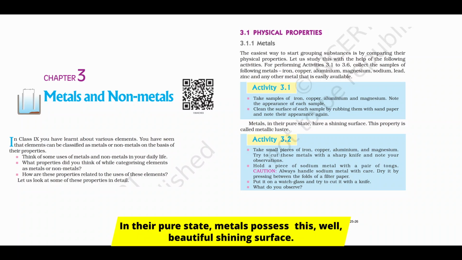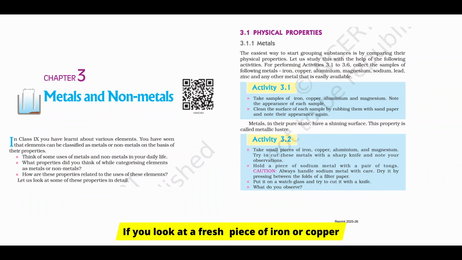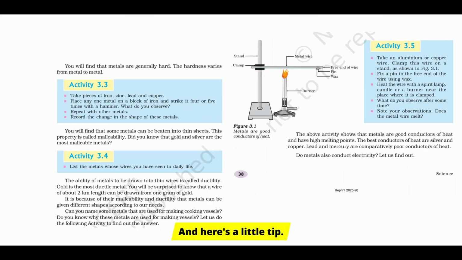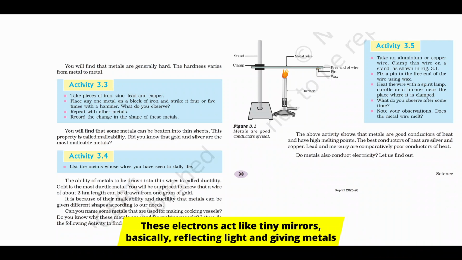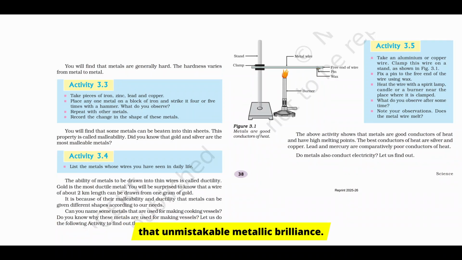In their pure state, metals possess this beautiful shining surface. If you look at a fresh piece of iron or copper or aluminium, you'll immediately notice it. And here's a little tip. If a metal looks dull, often just rubbing it with sandpaper can bring back that shine. Why is that? Just cleaning it? Pretty much. It removes any thin, dull oxide layer that might have formed on the surface. The fundamental reason behind this characteristic glow, it's all thanks to the presence of free electrons on their surface. These electrons act like tiny mirrors, basically, reflecting light and giving metals that unmistakable metallic brilliance.